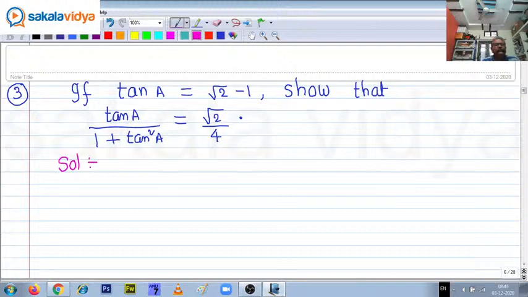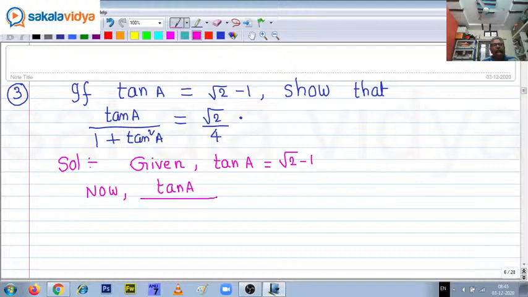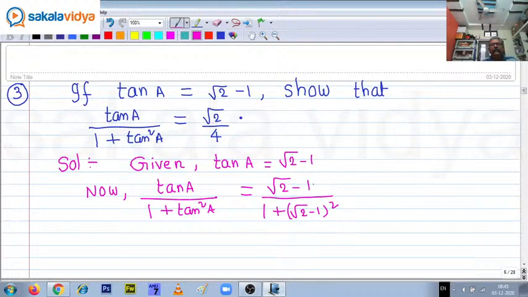Solution. Given tan A equals root 2 minus 1. Now we need to find out tan A upon 1 plus tan square A. This is equal to root 2 minus 1 upon 1 plus root 2 minus 1 whole square, because tan A value is given as root 2 minus 1. Let us simplify this one.